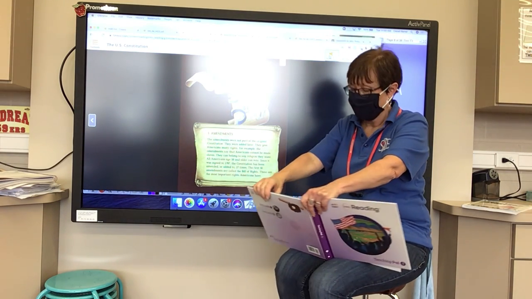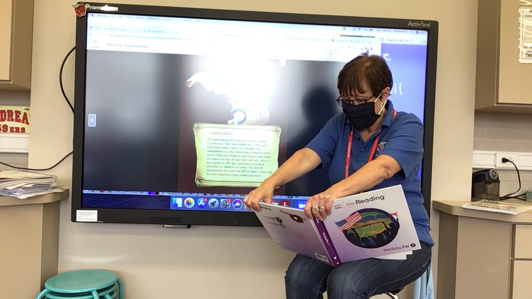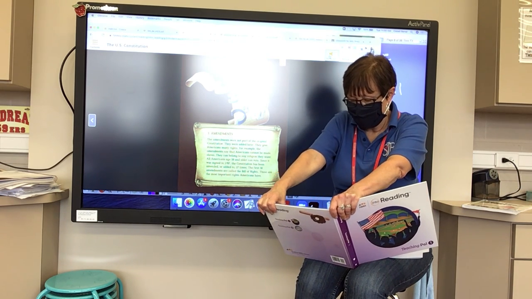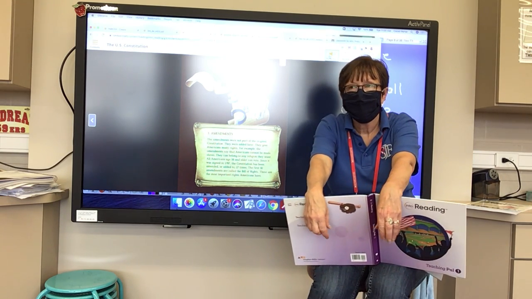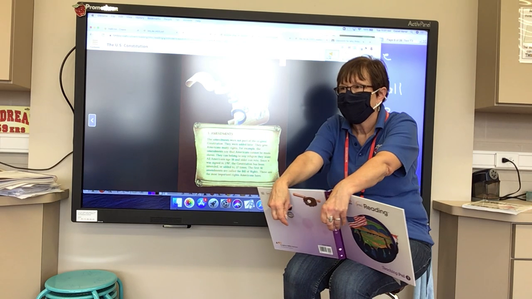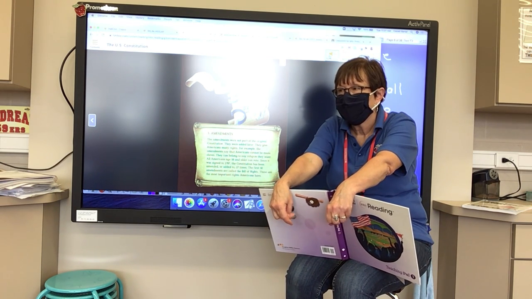3. Amendments. The amendments were not part of the original Constitution. They were added later. They give Americans many rights. For example, the amendments say that Americans cannot be made slaves. They can belong to any religion they want. All Americans age 18 and older can vote.